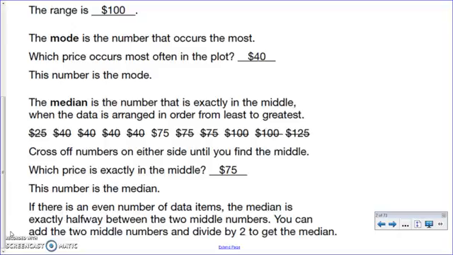If there is an even number of data items, the median is exactly halfway between the two middle numbers. In this case, you add the two middle numbers and then divide by 2 to get the median.